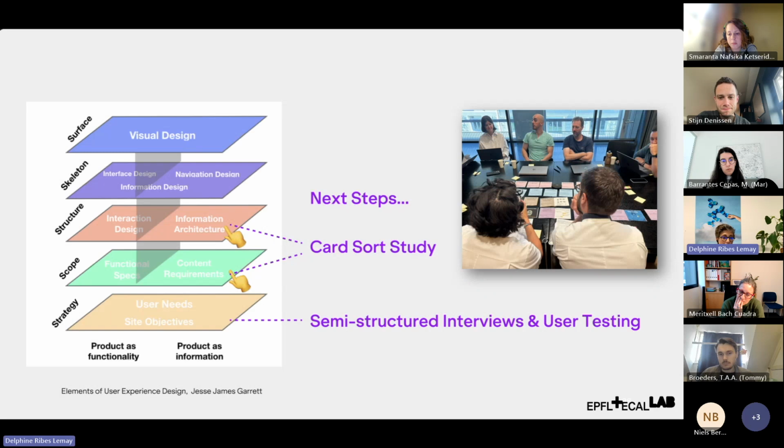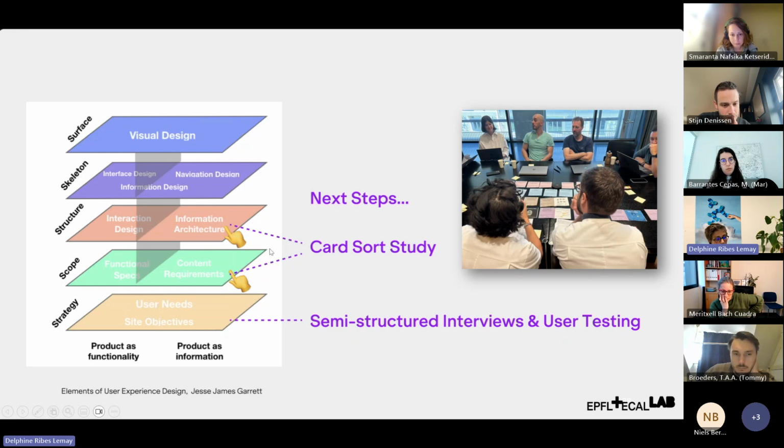Anyway, at the end of the paper, we are at this phase. This is a scale of elements of user experience design. As design researchers, we go from the bottom to the top, and we start by eliciting user needs and objectives. And this, we did via what I just said, semi-structured interviews and user testing.